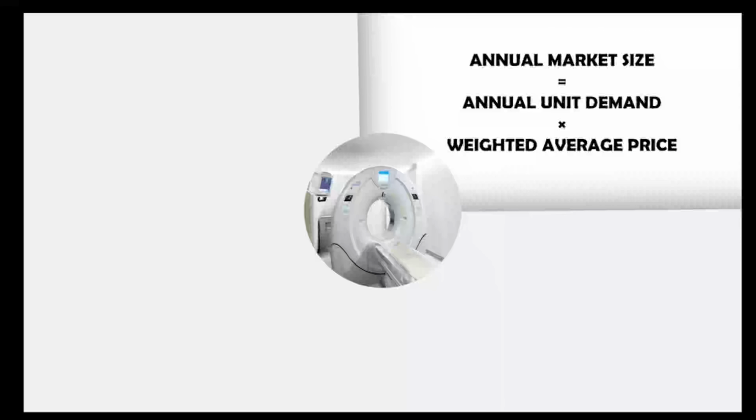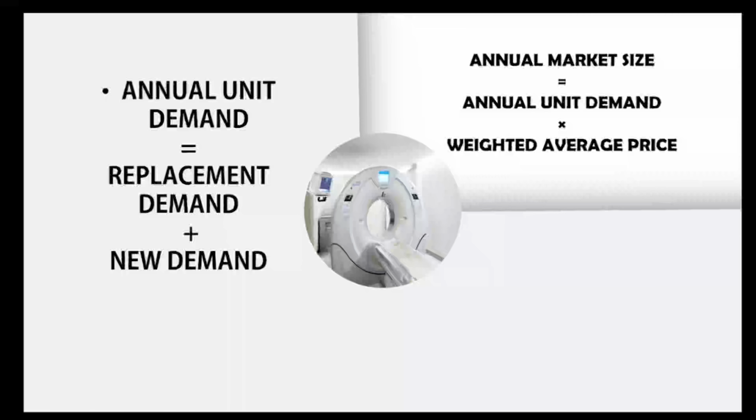I'm going to consider a bottom-up approach with the principal formula being annual market size equals annual unit demand multiplied by the weighted average price. Here the annual unit demand is coming from two sources: first, the replacement, and second, the new demand. Replacement demand is from the established infrastructure, hospitals and centers where they already have machines and are upgrading to a new one with better features, better technology, or because the existing one has completed its life cycle.